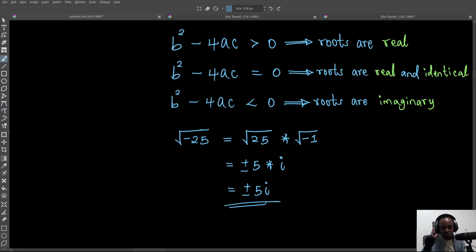Something else to note about this b squared minus 4ac is that, because we have said that the two roots are real and identical, this is the case for perfect squares in quadratic equations, right? Now, what are perfect squares? Let me just write here. We are talking about perfect squares.